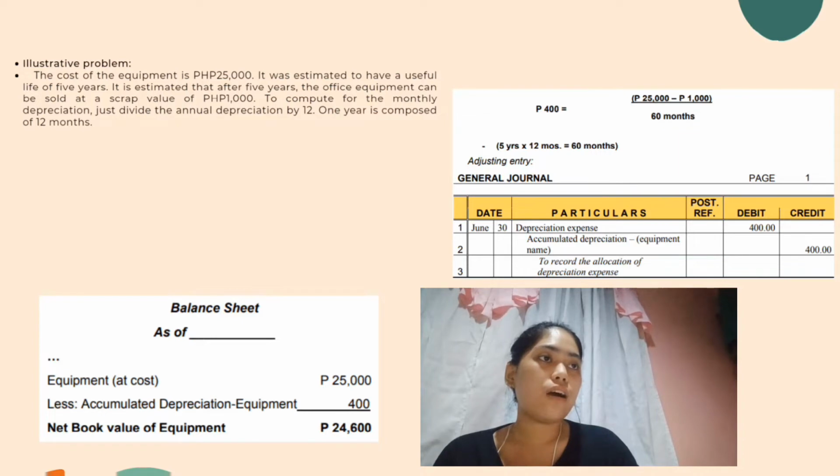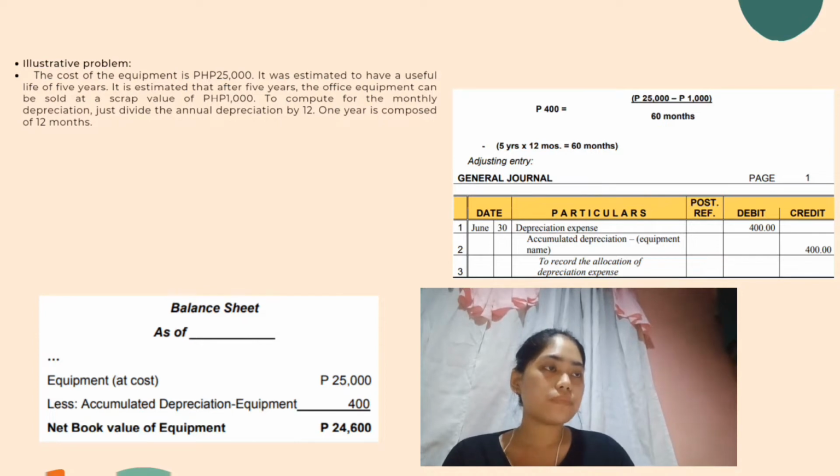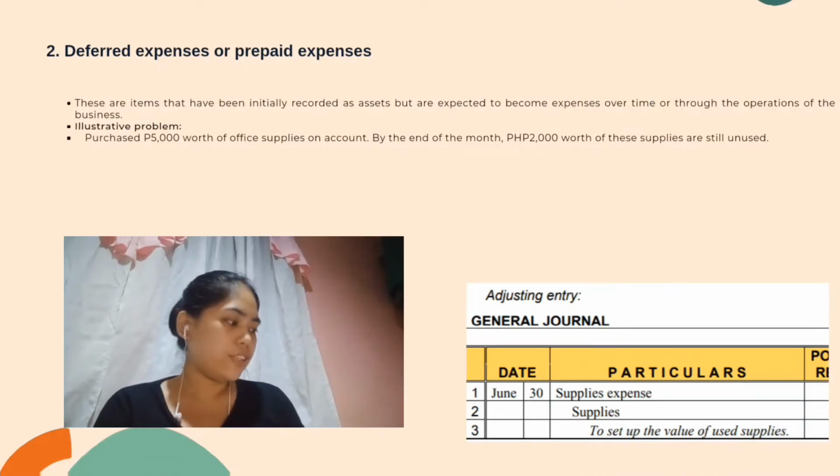The acquisition value is the 25,000 minus the salvage or residual value, which is the 1,000, divided by the months, which is 5 years times 12 months. We have 60 months. Divided by that 60 months, we'll have 400 pesos. That is why we put 400 pesos in our journal debit and credit.